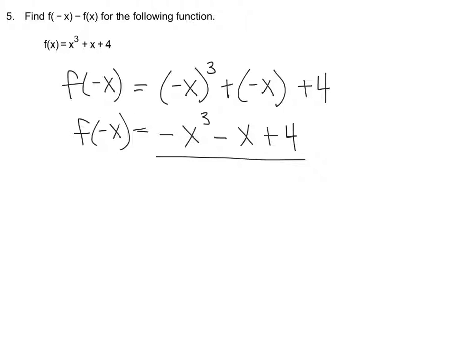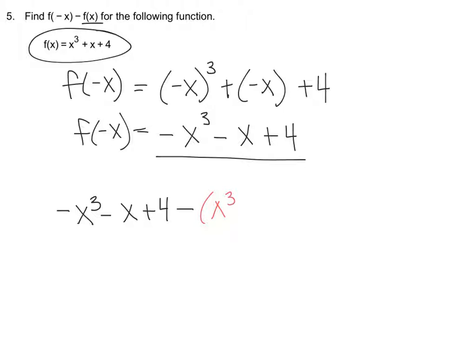Now I want to take this expression and subtract it from f of x. So I have negative x cubed minus x plus 4 minus f of x. And I'll write that in red. So I'm subtracting x cubed plus x plus 4. Now I put this expression in parentheses because I'm subtracting all of those terms. So this tells me to distribute the negative sign to each term.